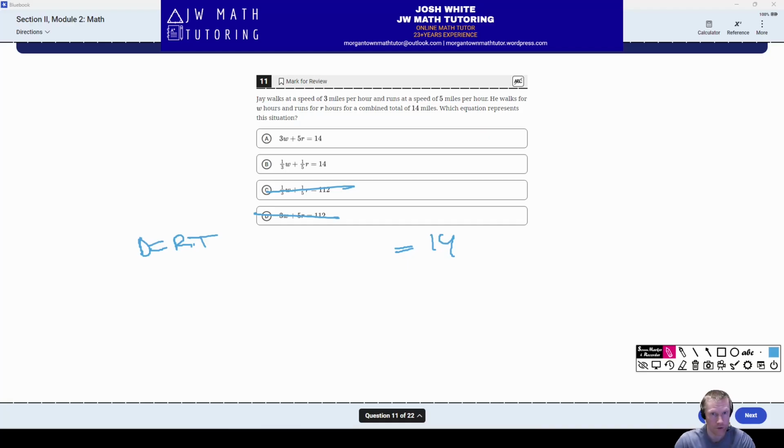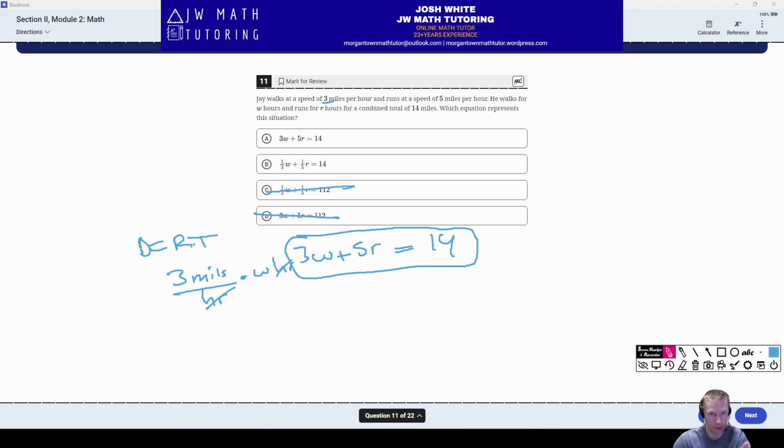Okay? And the way we're just going to get miles or distance is multiplying the rate or the speed times the time. So the rate here is 3, basically, miles per hour for walking. And then you walk, the time is W hours. And the hours cancel, and you're left with 3W miles. So that's why you get 3W. And you follow the same process, and you get 5R for the number of miles that he travels while running. So the correct answer is just going to be this. Basically, it's going to be letter A.